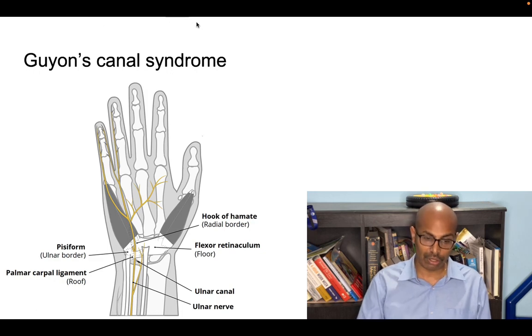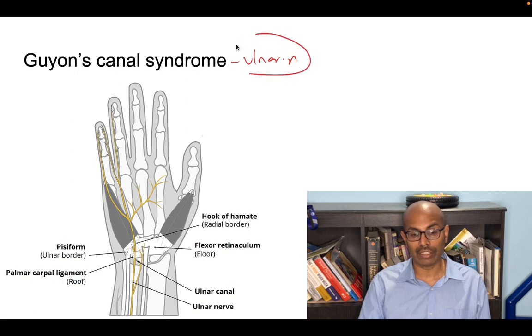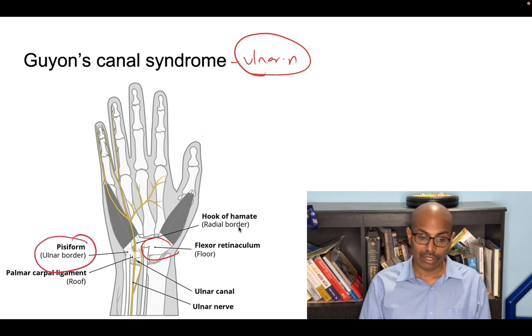Guyon's canal syndrome is also an ulnar nerve compression, but this ulnar nerve compression occurs at the level of the wrist. So we know there is a carpal tunnel in the wrist, but there is also a tunnel through which the ulnar nerve goes, and the boundaries of this tunnel are: the pisiform forms the ulnar border. The hook of hamate forms the radial border, and these two are covered by what is called the palmar carpal ligament, and the floor is formed by the flexor retinaculum.